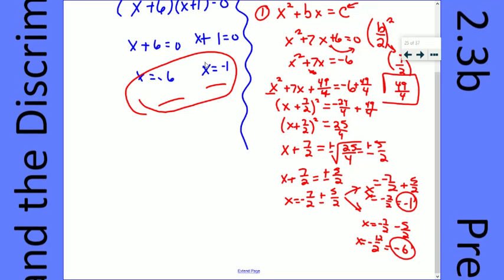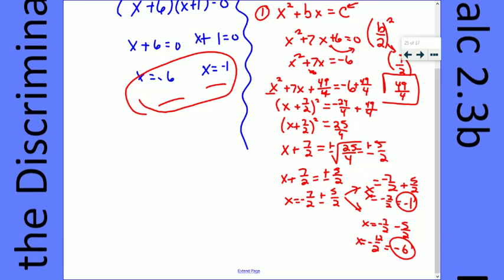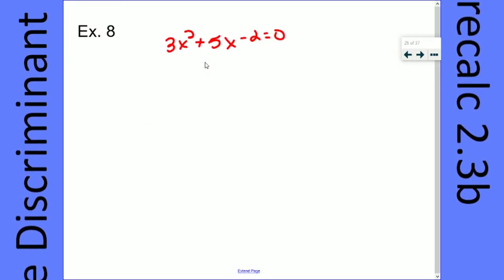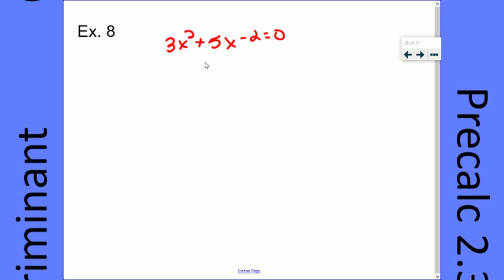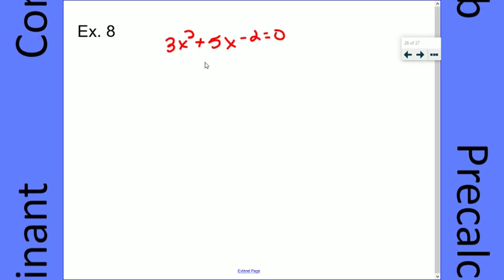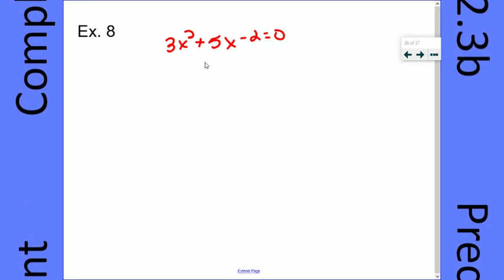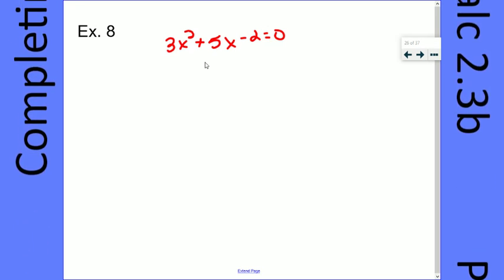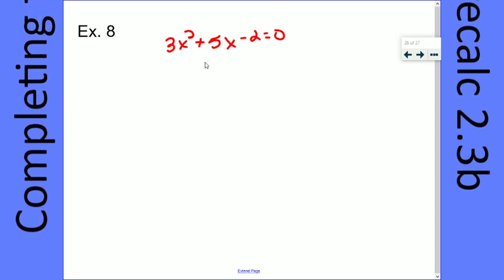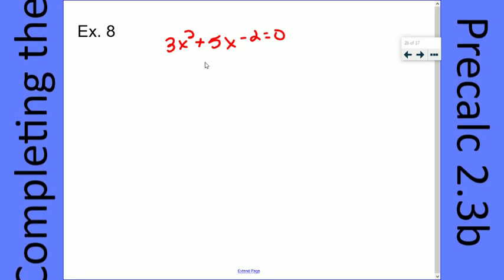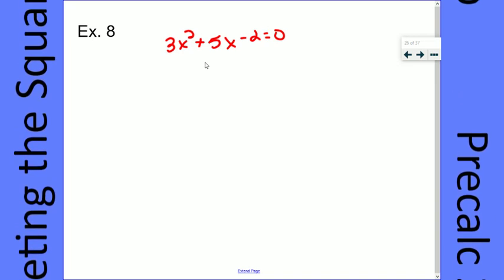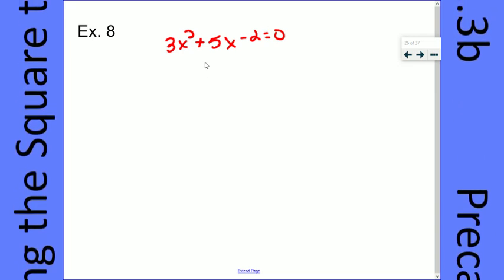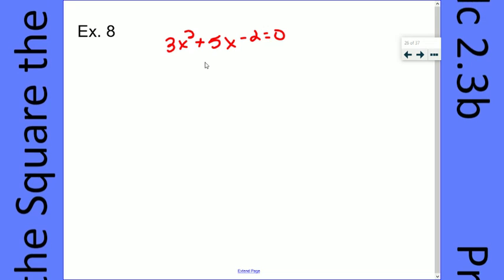Okay? So let's take another look at another problem. Here we have 3x squared plus 5x minus 2. I want you to take a second and pause the video, and I want you to decide: can I get x squared equals some number? Can I factor this thing? Or can I use completing the square? Which of these should I use? All right, so I'm going to give you a second to pause the video and think about that.